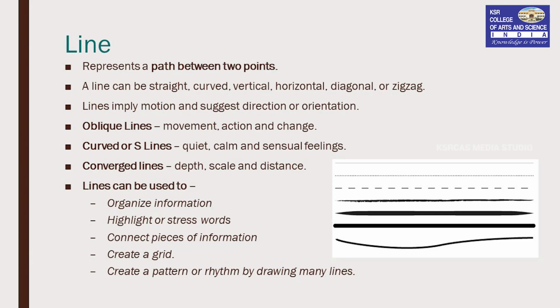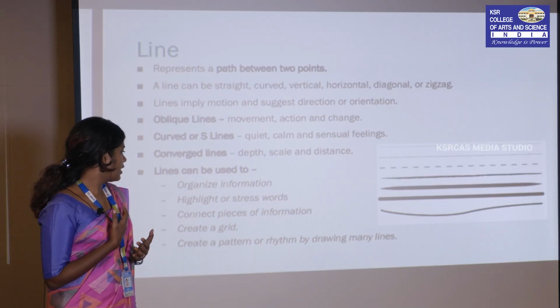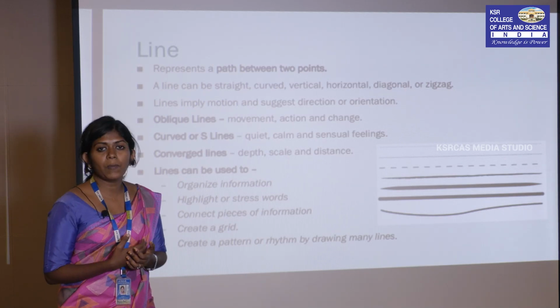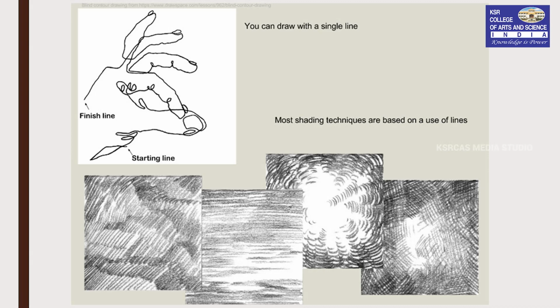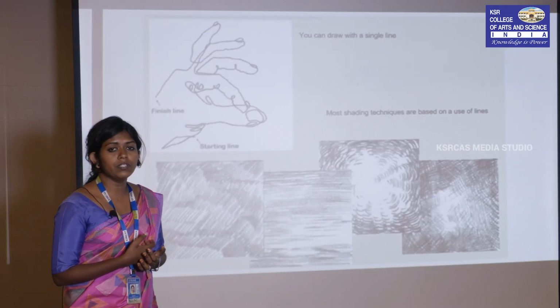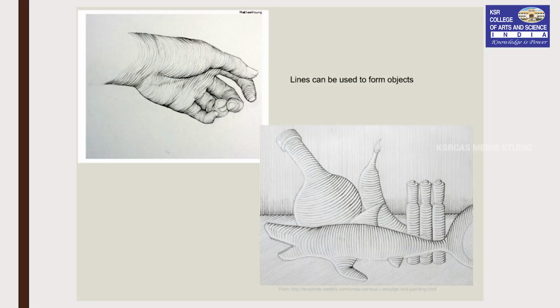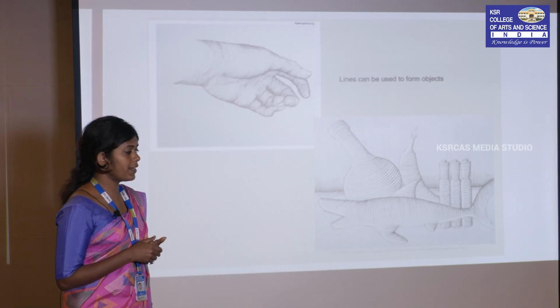depth, scale and distance. When we talk about the uses of lines, they can be used to organize information, highlight or stress some words, connect pieces of information, create a grid, or create a pattern or rhythm by drawing multiple lines. As you see here, for most shading techniques we are using multiple lines in multiple directions to create the impact of shading. Here we can see that lines can be used to form objects. In the first image we have used multiple lines to create an illustration of a hand.